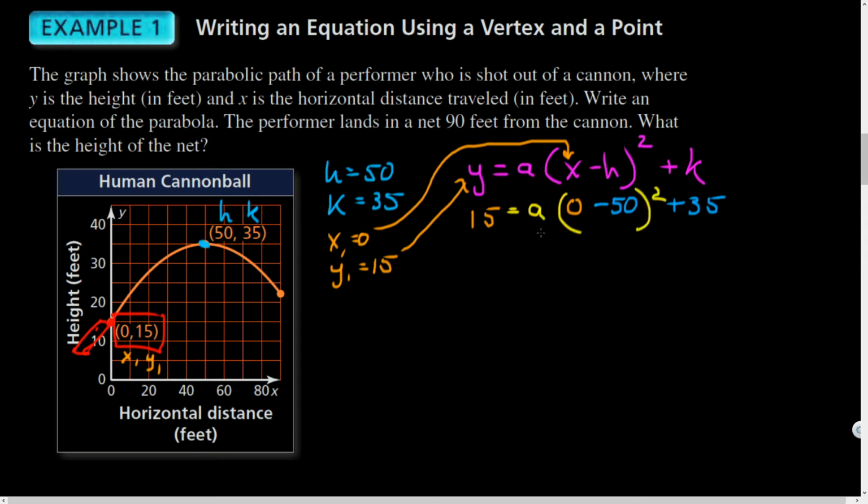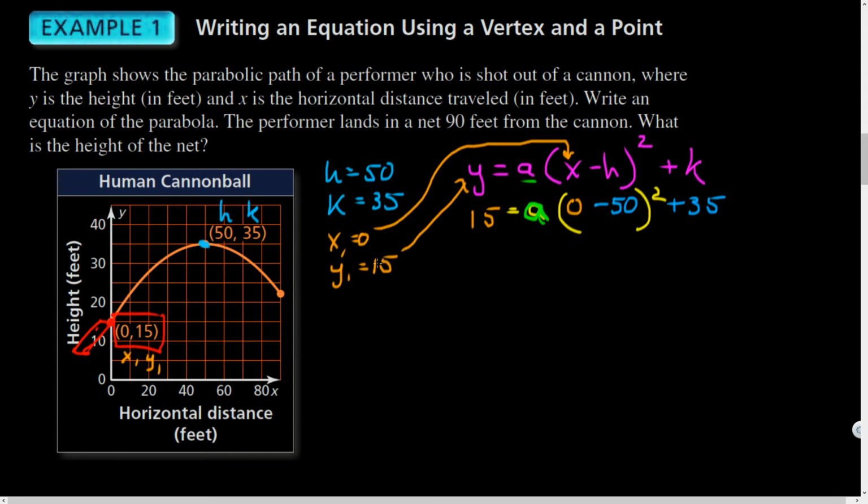And the thing I don't yet know is this a value, right? That's what I'm looking for. If I know a, then I could know a, h, and k. I could write the equation and then make predictions, which is what they want us to ask, right? The performer lands in a net 90 feet away. So we're trying to figure out how high is that net.